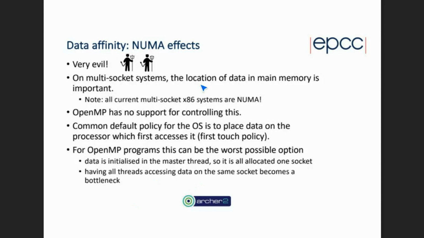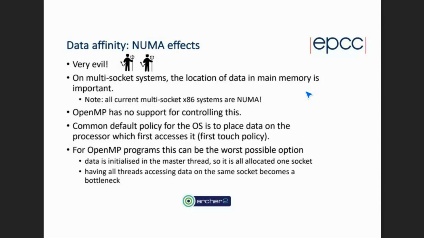Okay, it gets worse. So NUMA effects. If we have multi-socket systems, then the location of data in main memory becomes important. Most current HPC systems are multi-socket. They all, for some reason, because it's just the sweet spot in the hardware, the correct number of sockets in a node is 2. That just seems to be the right design point for current hardware.